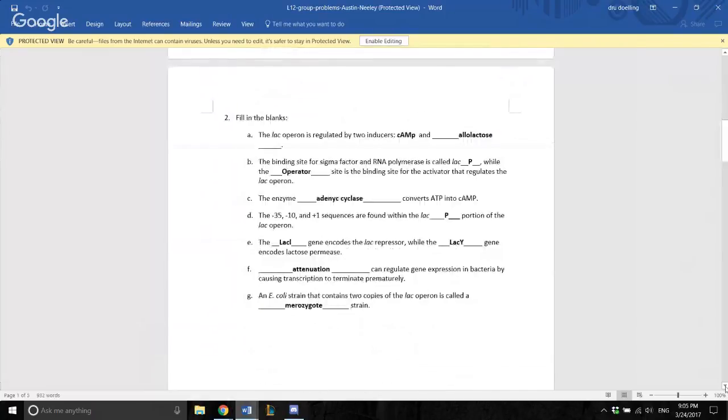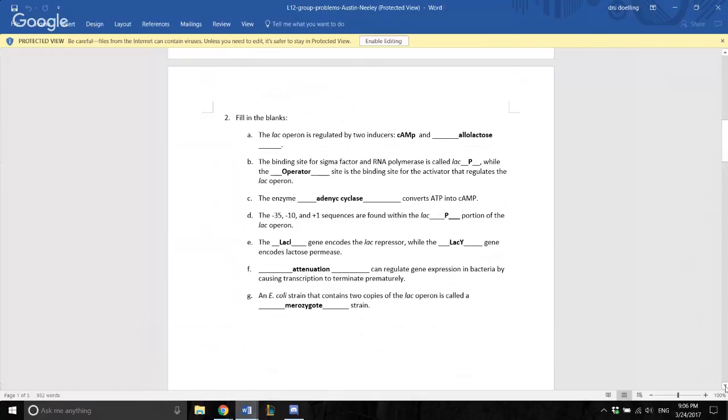Okay, cool. So this is the fill in the blanks. Pretty much it's in the notes. So the lac operon is regulated by two inducers, cAMP and, sorry, I can't pronounce it really well, allolactose. The binding site for sigma factor in RNA polymerase is called lac P, while the operator site is the binding site for the repressor that regulates the lac operon.